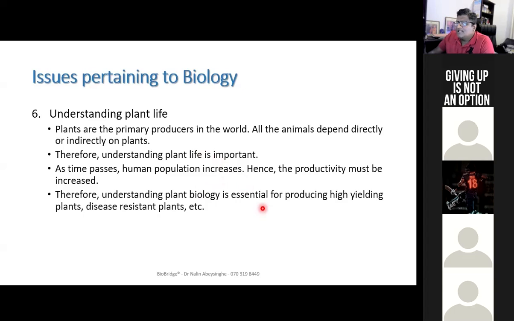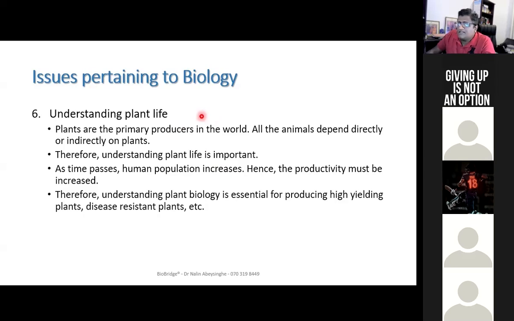So therefore, understanding plant life is important. They are the primary producers. You might understand the depth of the issue, but without plants, we all can't survive because they are the primary producers. Whenever there is a food chain, the starting step of the food chain is a plant.